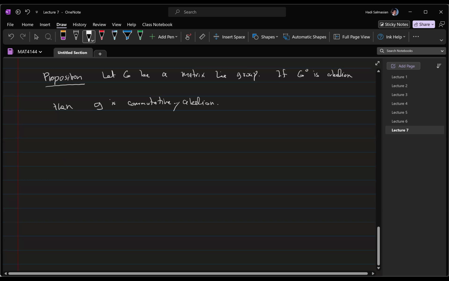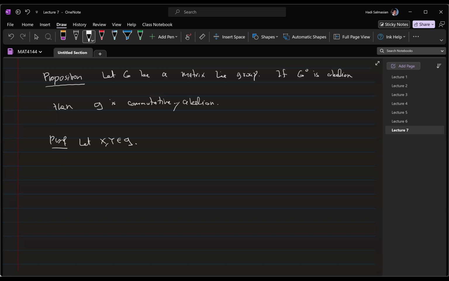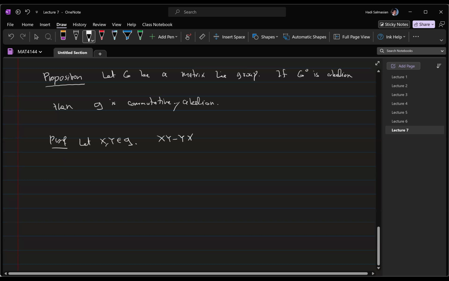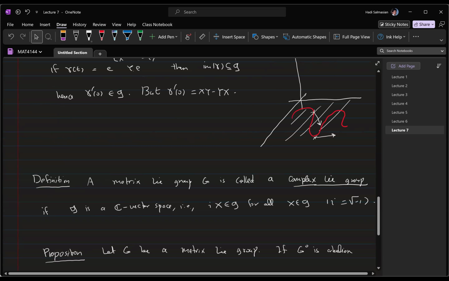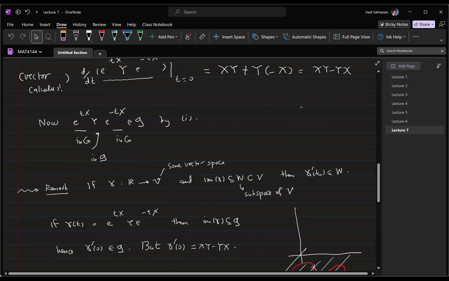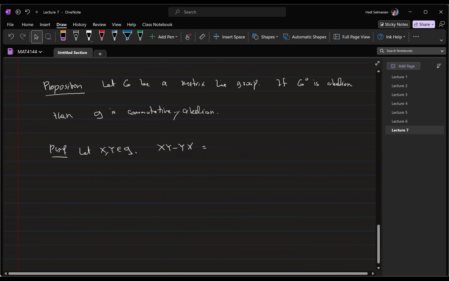So why is this true? So we want to show that if we take x and y in the Lie algebra, we want to show that xy minus yx is 0. Okay, so let's see what it is. So xy minus yx, we just had a formula for it above, right? It was the derivative of something. It was the derivative of this conjugation thing, right? So let's write it out.